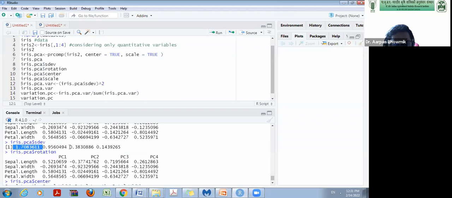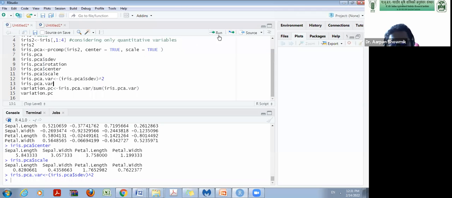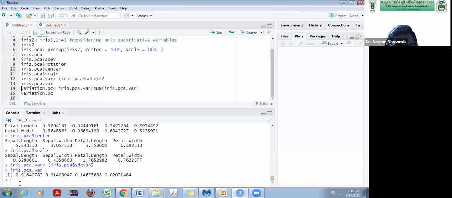For the PCs, these are the standard deviations. Now let us see the eigenvalues. That is nothing but iris.pca.var. I have given this name, any name you can give. That is nothing but the square of the standard deviation. So iris.pca dollar sdev, that is the standard deviation output, and we have just taken this symbol and squared it. Just run it. It has been executed. Just see the output. Now this is the output. These are the variances of the PCs, or you can say the eigenvalues. So the first eigenvalue, or highest eigenvalue, is 2.91.